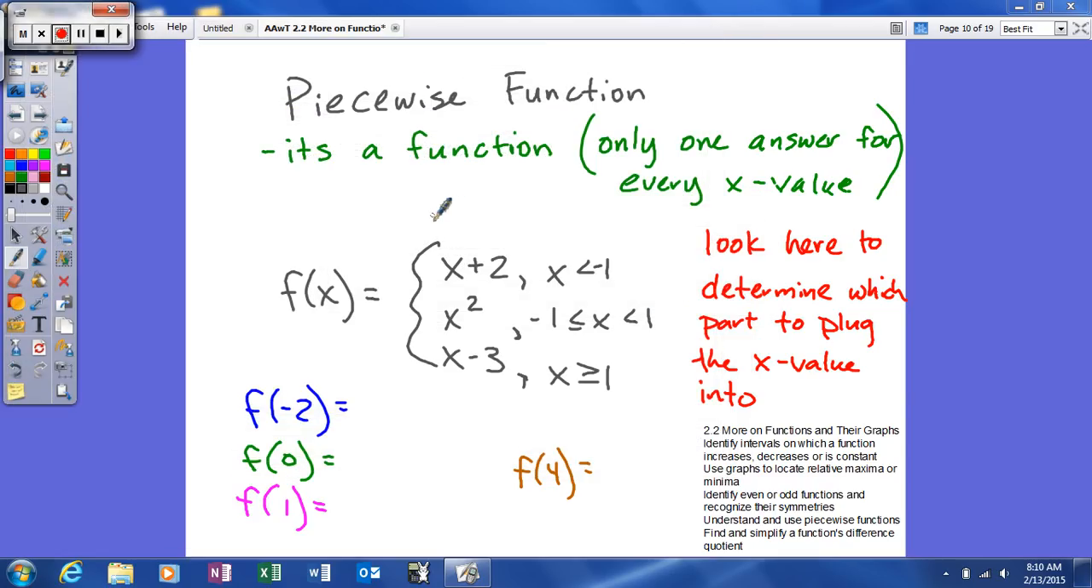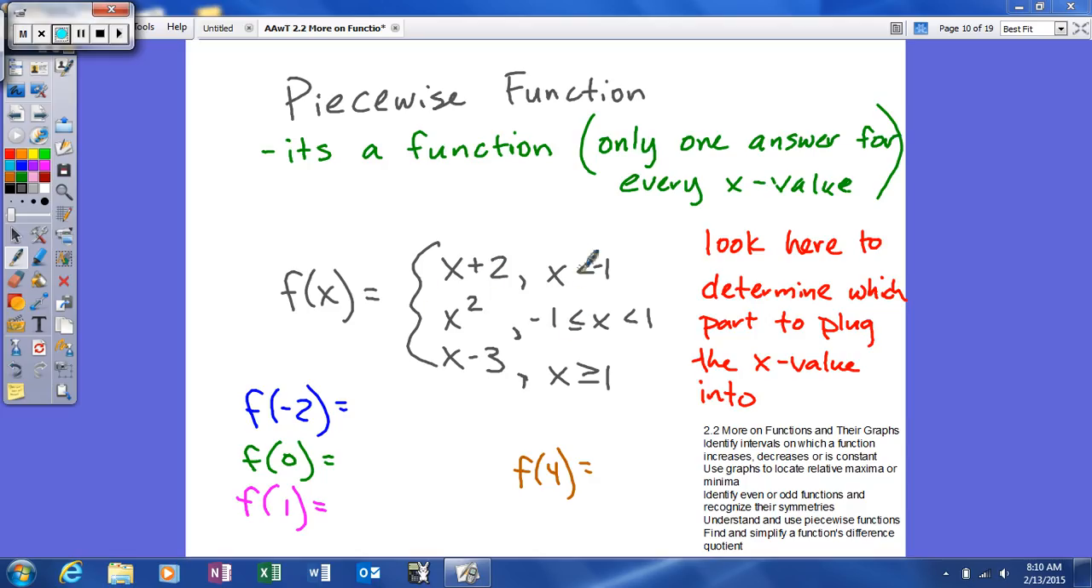Alright, what we're going to talk about now is piecewise functions. For starters, it's a function, and what that means is we're going to only have one answer for every x value. Okay, if you look at piecewise, you should see the word piece up here, and that's what it basically means. It's a function that comes in parts. So this is a piecewise function right here.